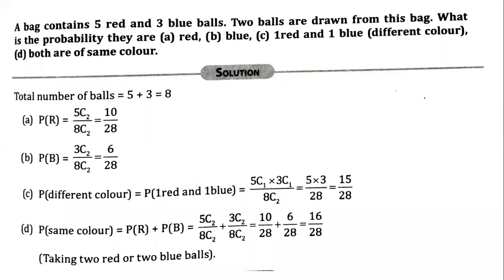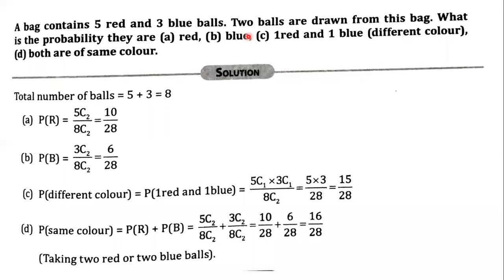Now, there is another question which is similar to the question we just solved. Okay, let us see what this question is about. A bag contains five red and 3 blue balls. Now, here, the bag has 5 red and 3 blue balls. So how many total balls are present? 5 red and 3 blue, which is nothing but 8 balls totally in the bag.